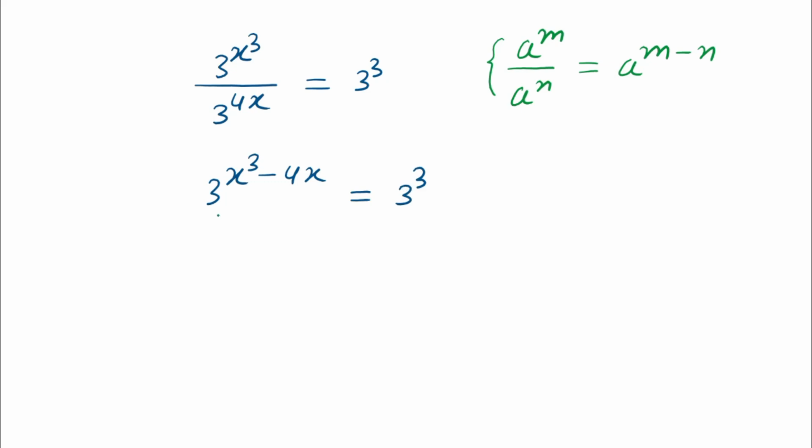Now if we compare both sides, the base is the same, so it means the powers are also the same. So here we can conclude x^3 minus 4x is equal to 3. Now if we take all the expression on the same side, then x^3 minus 4x minus 3 is equal to 0. This is a cubic equation in terms of x.